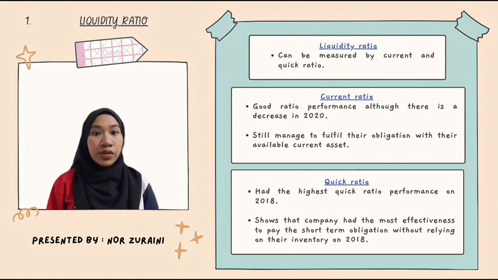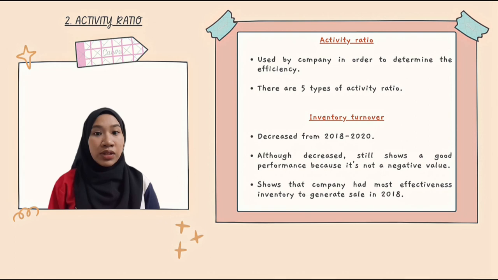Next is quick ratio. Based on the table, we can see that the company had the highest quick ratio performance in 2018. Therefore, it shows that the company was most effective at paying its short-term obligations without relying on the inventory in 2018. Number 2 is activity ratio.